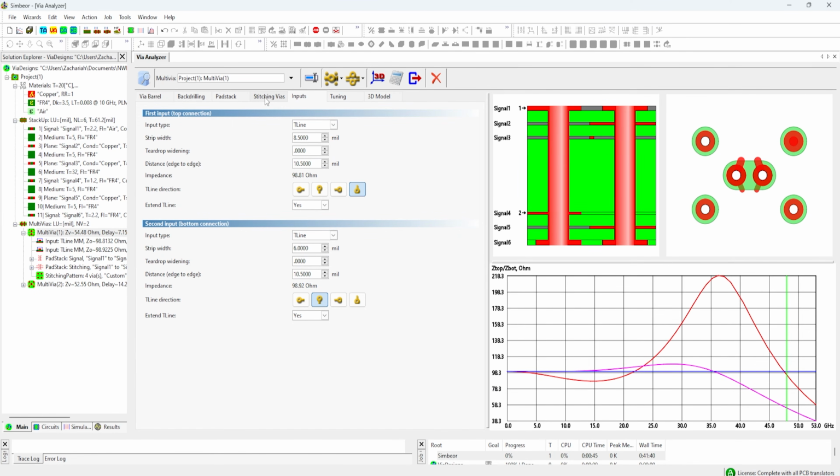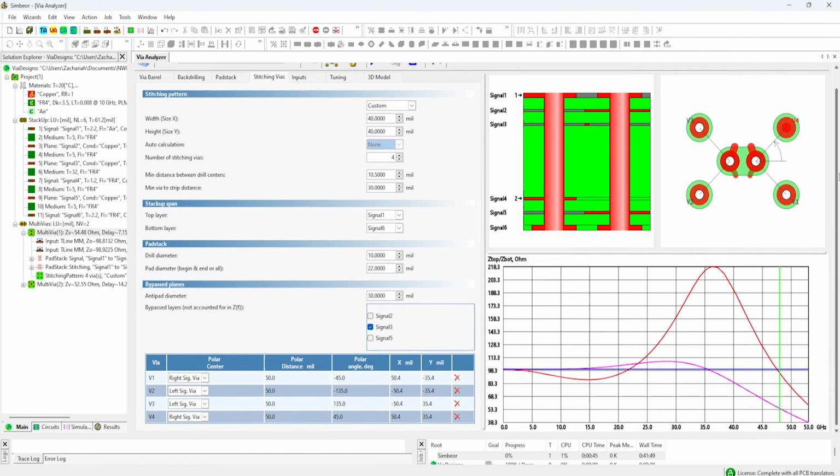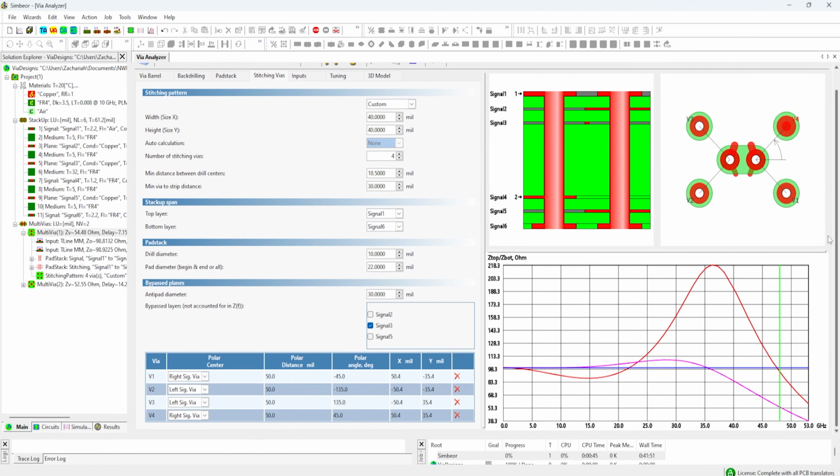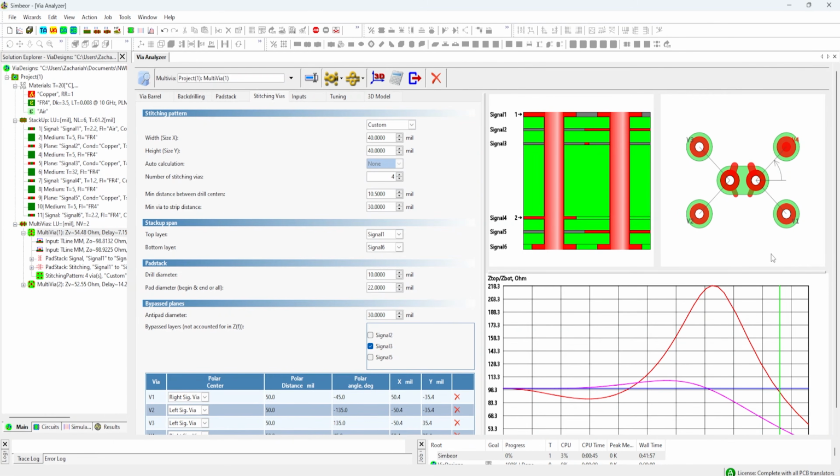Now, what about the case of 4 stitching vias? Are they always better than the case of 2 stitching vias? Well, here you can see I've set up 4 stitching vias in this model, and as you can see, the impedance curve is still basically the same, the localization frequency is still basically the same. So again, 4 stitching vias are not automatically better than 2 stitching vias.